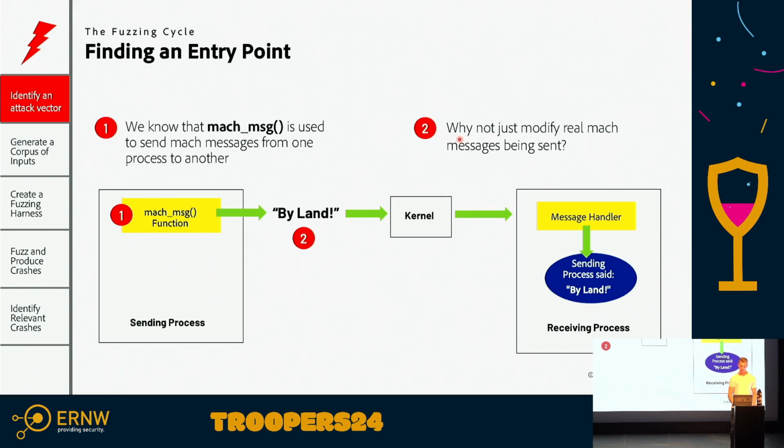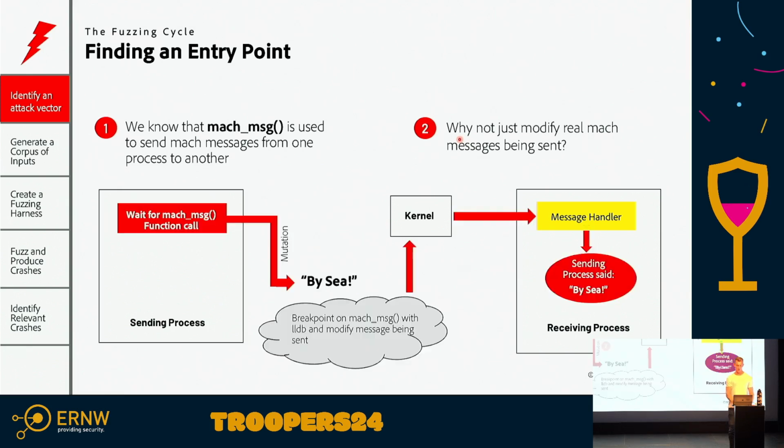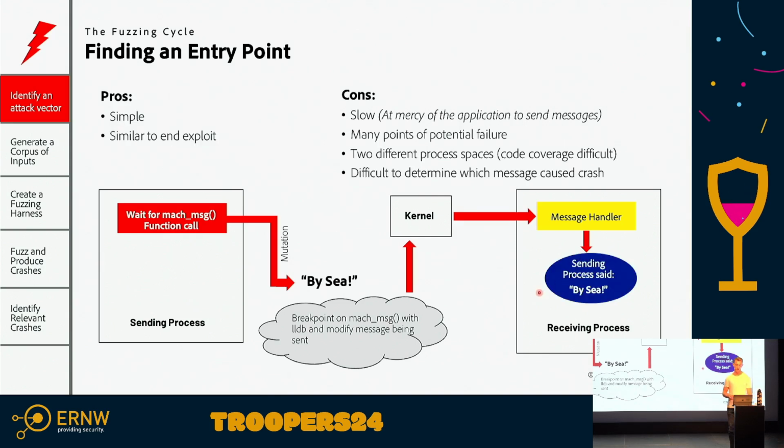That's how I started. You can use Frida or LLDB, a debugger, and set a breakpoint on the Mach message function. You can then wait for it to be called. You can mutate the Mach message that you see being sent, and instead of saying "by land," we're saying "by sea" now. Then the kernel will process that and send it to the message handler. So this is a very valid way to fuzz, and it's a really great way to get your hands dirty and dive in pretty easily.